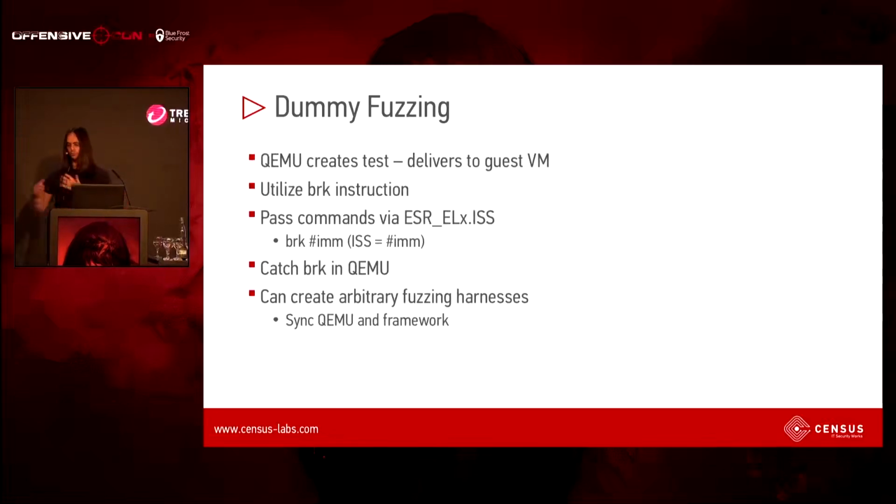So what we do is have QEMU create a test case and deliver that test case to the VM. To do that, we utilize the break instruction. So we can pass commands from the immediate value. So the instruction is BRK and an immediate value. That value is encoded in the exception syndrome register field, instruction specific syndrome, ISS. So we can catch it in QEMU. And of course, we can create arbitrary fuzzing harnesses, but we must make sure that the test case created in QEMU and the framework that executes are in sync.